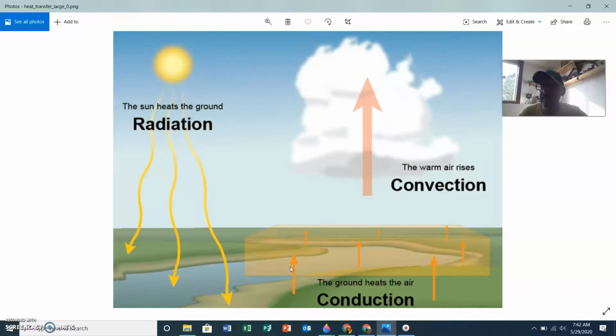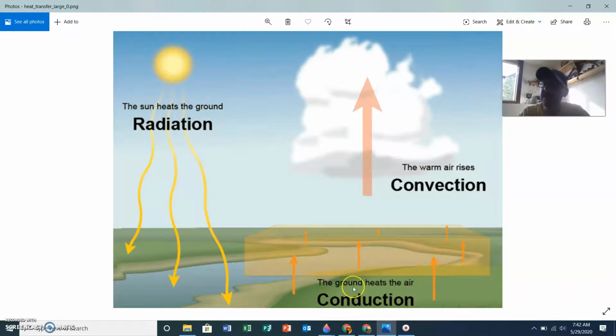Okay, recap. How does it get to us? The energy transfers to us through radiation, electromagnetic energy waves from the sun. In other words, the sun's light. So it gets here to us. It gets absorbed by the ground, right? That energy gets absorbed by the ground.